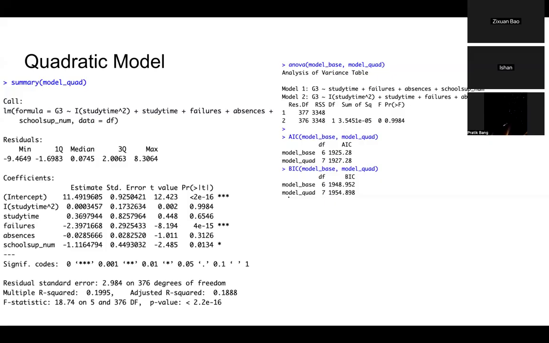The ANOVA comparison also shows no improvement, and both AIC and BIC actually increase for the quadratic model. This tells us that the added complexity doesn't explain G3 at all. So the simpler linear model is preferred, and study time's effect on final grades is best understood as a small linear increase rather than a nonlinear pattern.